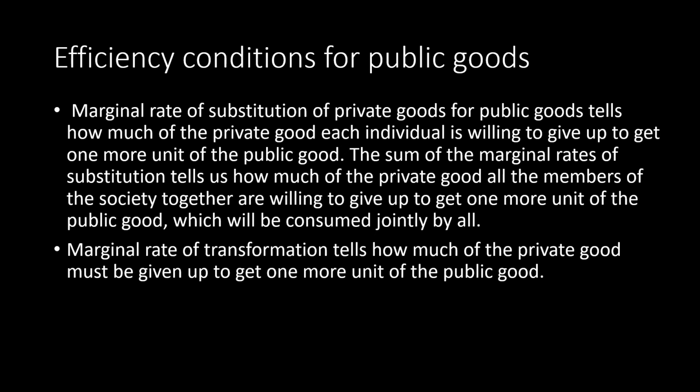Then we continue. The marginal rate of substitution of private goods for public goods tells us how much of the private good each individual is willing to give up to get one more unit of a public good. The sum of the marginal rates of substitution tells us how much of the private good all members of society together are willing to give up to get one more unit of the public good, which will be consumed jointly by all. So as you're seeing, this is a trade-off, just like a PPF.